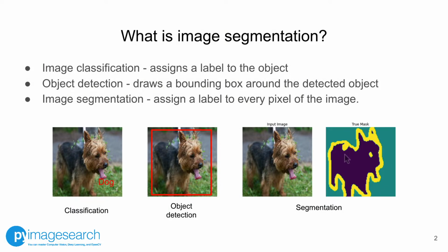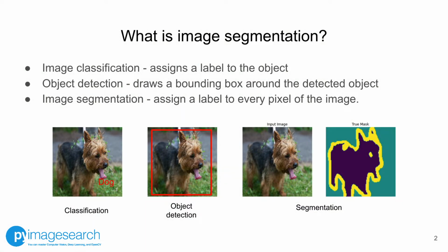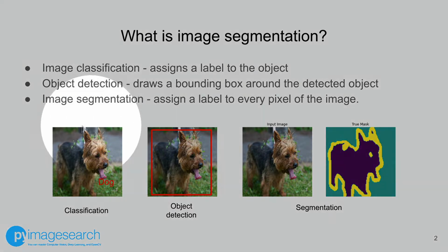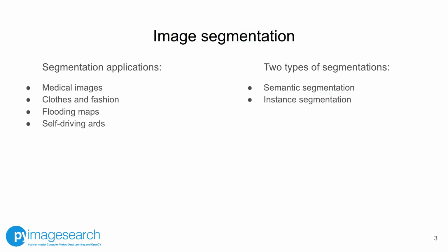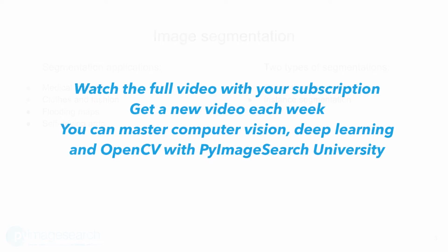And image segmentation provides much more information about an image than object detection. Here we have this dog and we draw a bounding box around the dog. Or image classification. Here we classify this entire image. We assign a label to the object. In this case, it's a dog. Image segmentation is useful and can be used in many real-world applications such as medical imaging, clothes segmentation, flooding maps, and self-driving cars, etc.